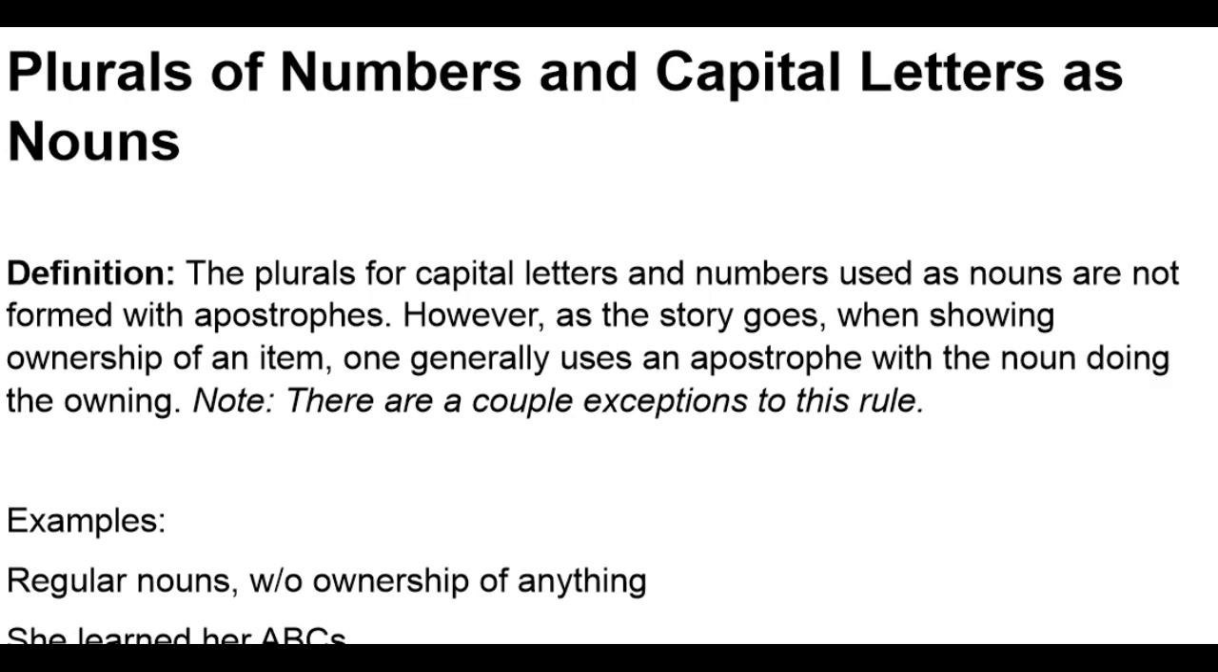Okay, here we don't have anything to do with possession or contractions. So, plurals of numbers and capital letters as nouns. When you're using these as nouns, they don't have apostrophes, right? Because they don't possess anything and they aren't contractions for anything. However, they're a little bit different because they still have to have apostrophes in some of them. So there are exceptions to this rule.